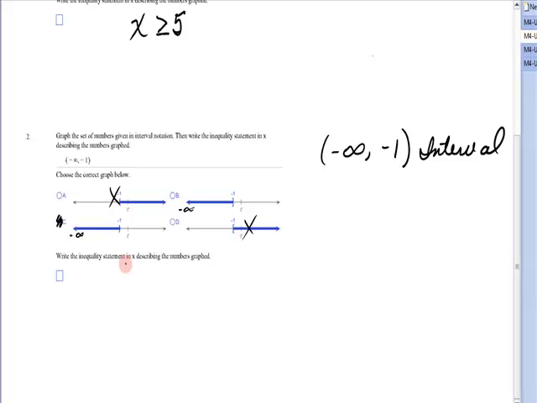Now, write it as an inequality. We start with x. Because it goes to the left, it's getting smaller, it's going to be a less than. Because it has parentheses, it's going to just be a less than. If it had been bracket, it would be less than or equal to. Less than negative 1. There's my inequality.